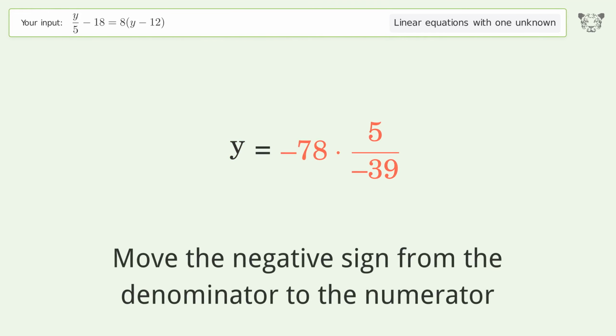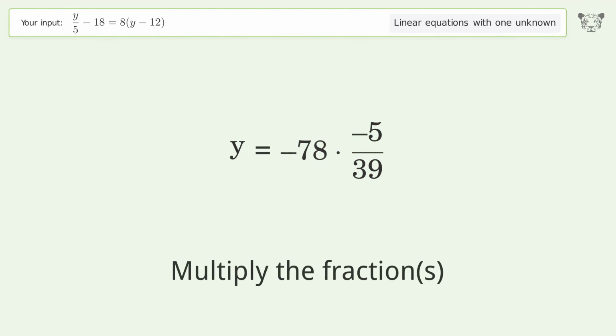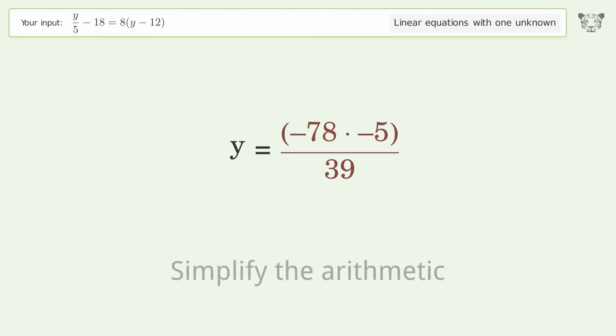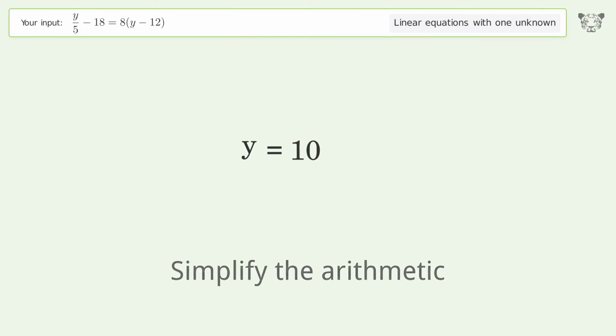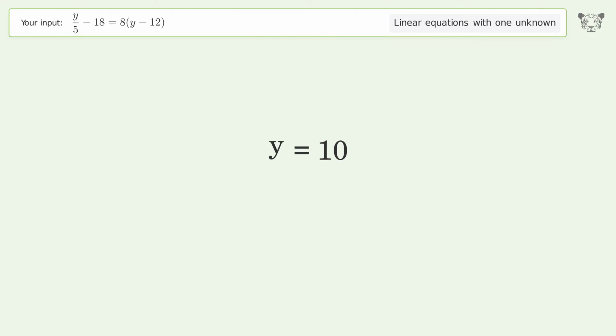Move the negative sign from the denominator to the numerator. Multiply the fractions. Simplify the arithmetic. And so the final result is y equals 10.